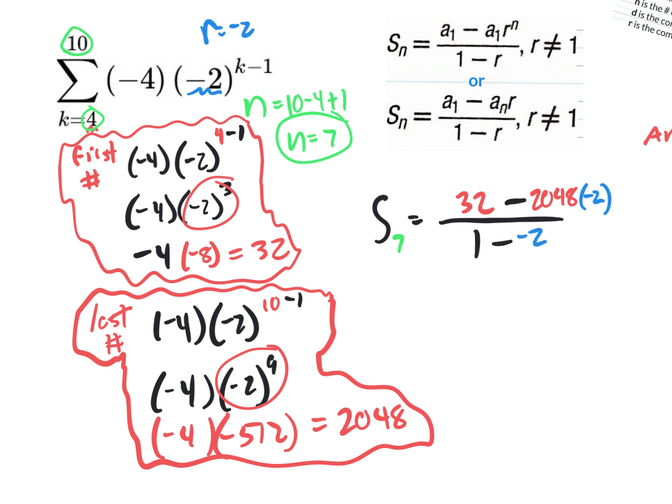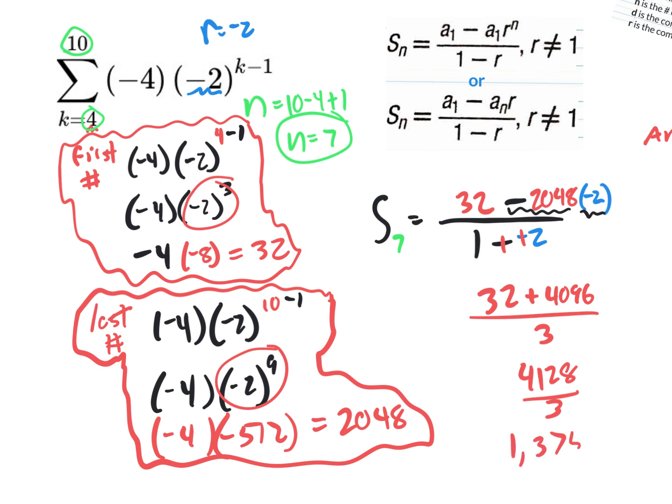Okay, so let's begin by doing the -2048 times -2. On the calculator it's going to be a positive 4096. So what we really have is 32 plus 4096, because a negative times a negative is a positive, and it is over 3. So with the calculator, the 32 plus 4096, you get 4128 divided by 3. We get 1,376.